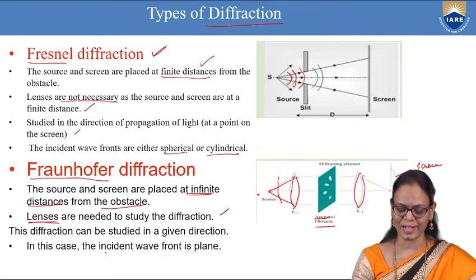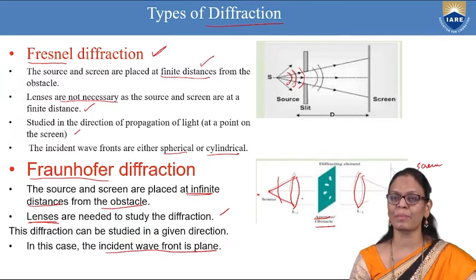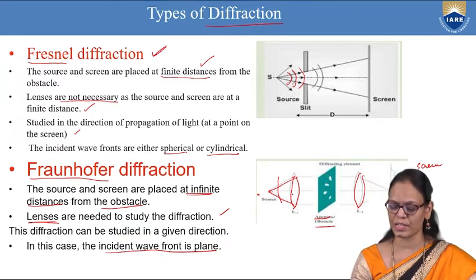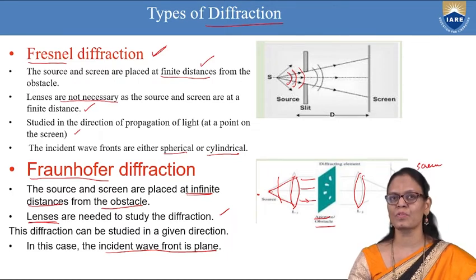And here the incident wave is always a plane wave, because all the waves are coming from a far off distance, and with the help of these lenses we are making them plane waves. So these are the major differences between these two types of diffraction.